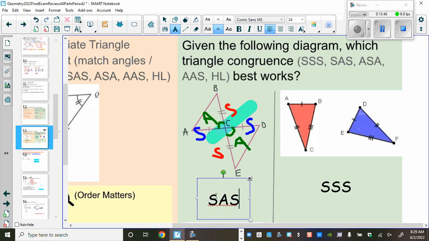I guarantee you, you're going to get a problem like this in your final. I guarantee it. Hint, hint. You might want to remember this for your final. All right, any questions so far?